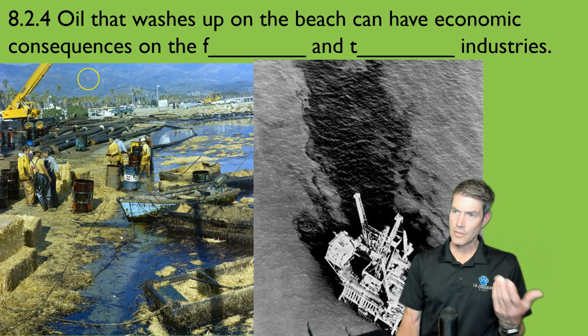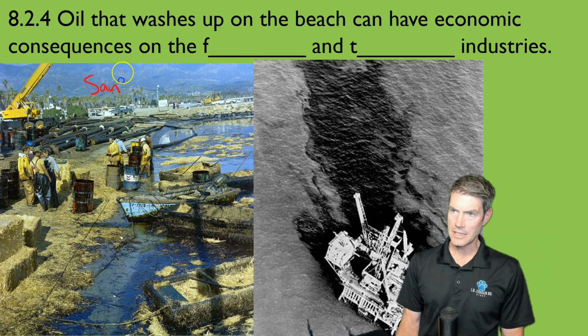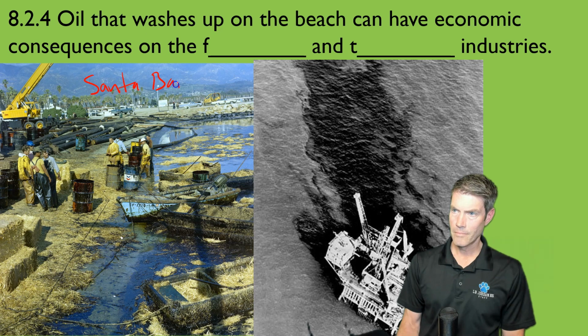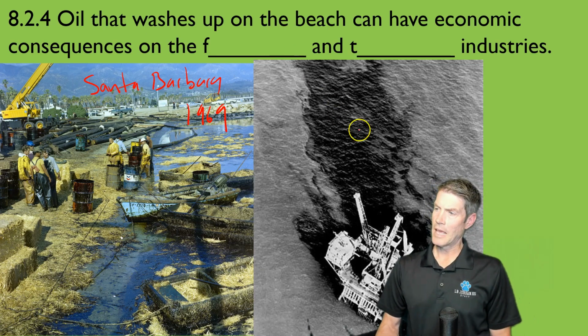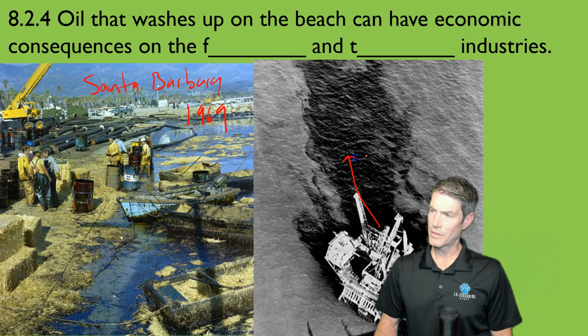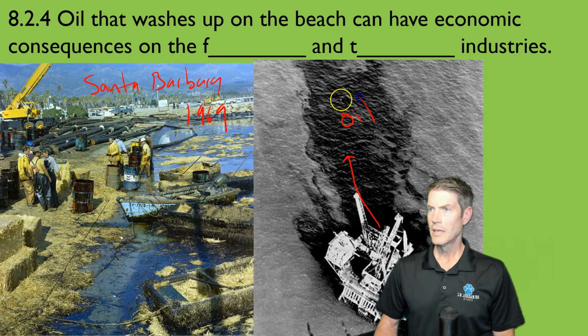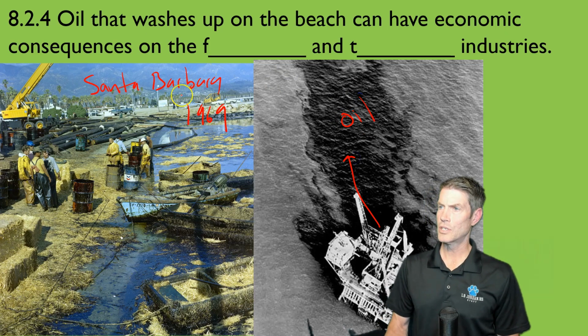And when it happens, this right here, Santa Barbara in 1969. Huge oil spill. And it came from this platform here. It's a blowout, just leaking oil everywhere. And it can really affect the fishing and tourism industries.